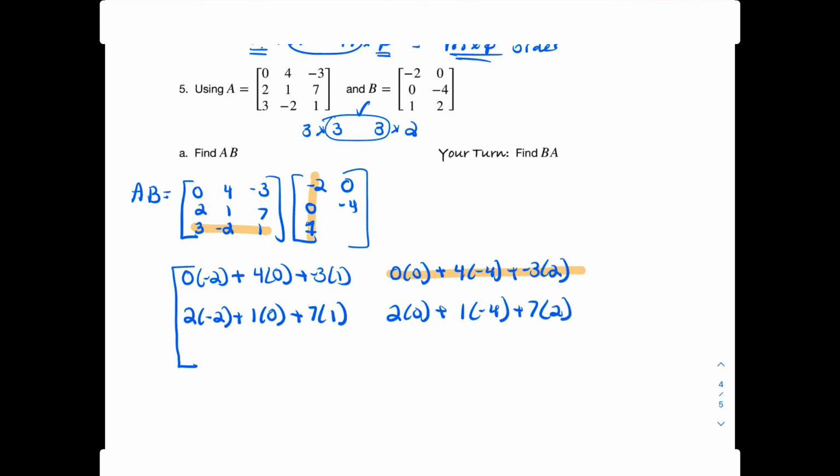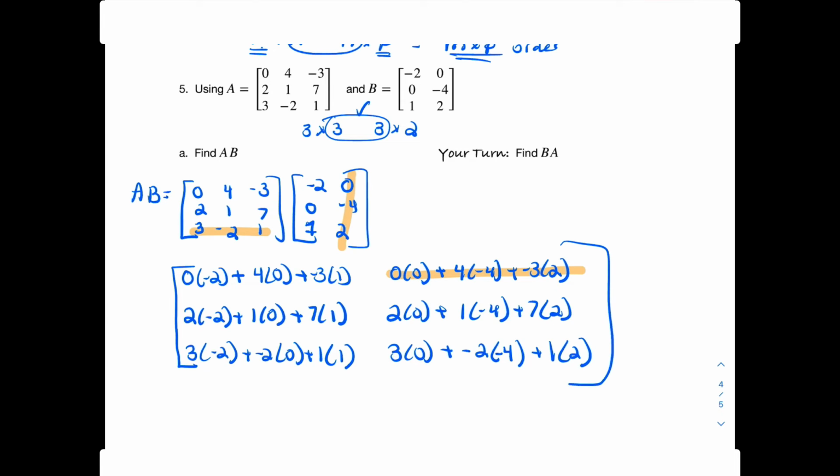Now for my third row, first column answer, I'm going to go over and down, so 3 times negative 2 plus negative 2 times 0 plus 1 times 1. And now I need to get my last entry, which is my third row, second column. I'm going to find the sum of those products. So I'm going to take 3 times 0 plus, over and down, negative 2 times negative 4 plus, over and down, 1 times 2.